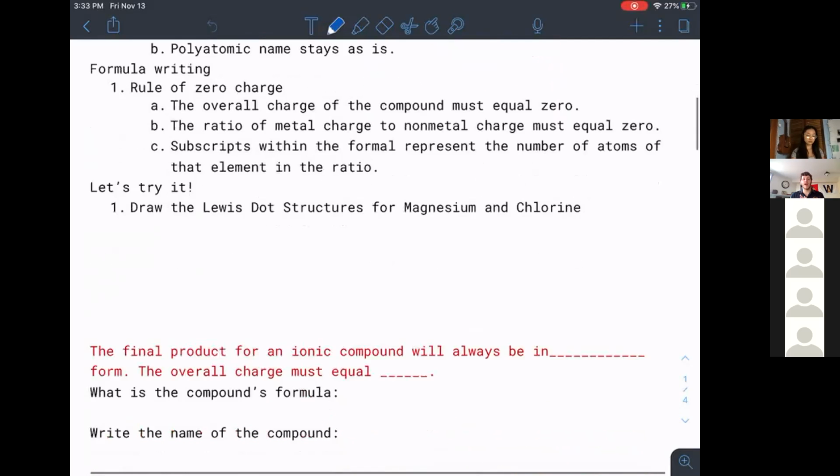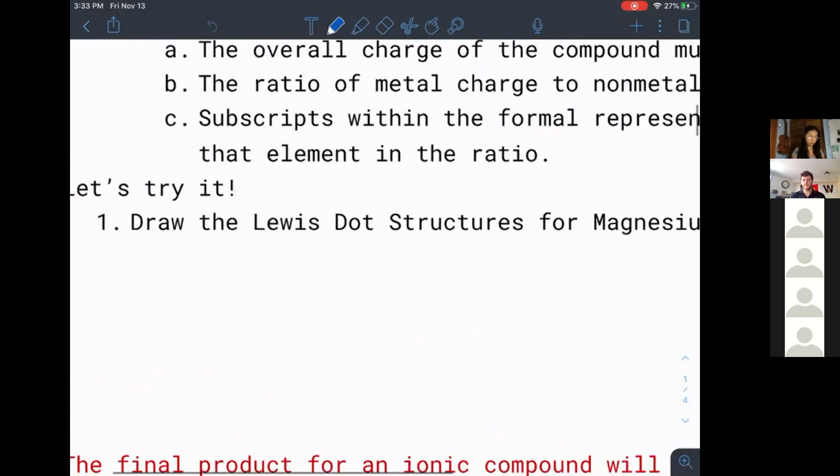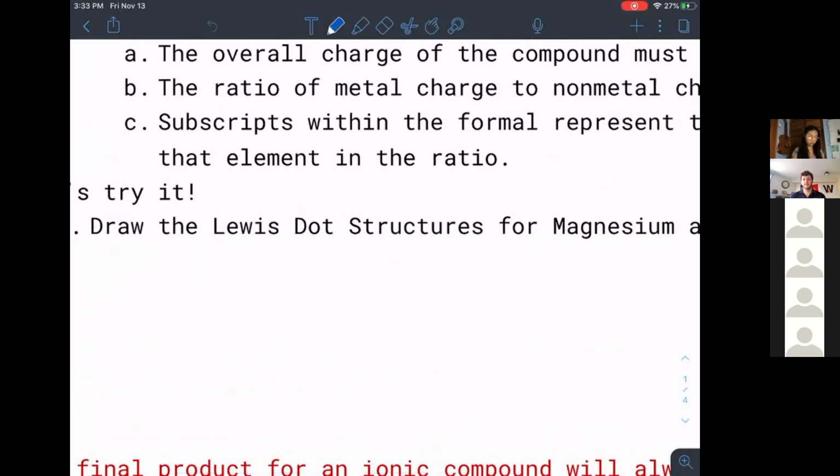All right, so let's go ahead and try this first one together. So the first thing we need to do is draw the Lewis dot structures for magnesium and for chlorine. So magnesium, how do I draw that Lewis dot structure? You need the element symbol and the valence electrons. And how many valence electrons does magnesium have? 2. Perfect.